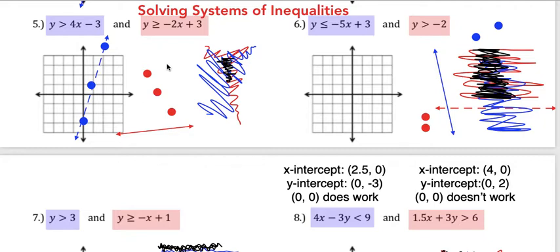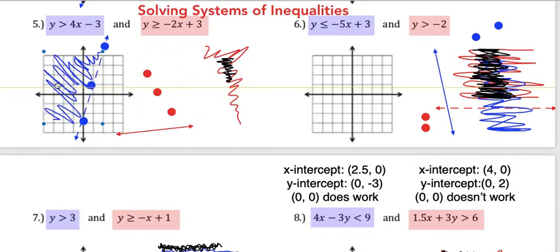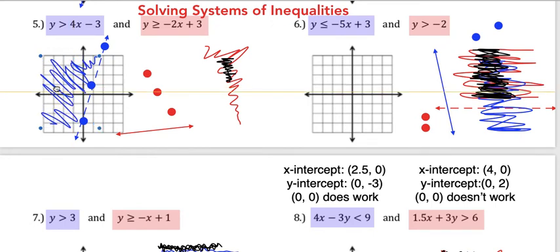And then we want to think about where the shading should be. It says y is greater than 4x minus 3, so testing the origin, we have 0 is greater than -3. That is true, so we want to shade the side that's true. So we're going to shade this side over here.